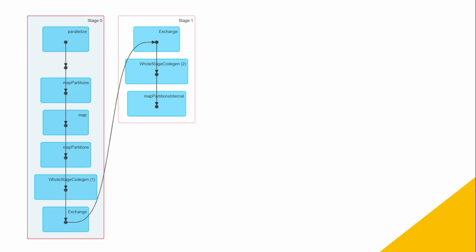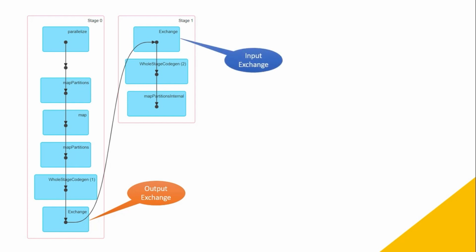Stage 0 reads the data from the source table and fills it to the output exchange. The second stage will read the data from the output exchange and bring it to the input exchange. And this process is known as shuffle sort. Why do we have this shuffle sort in our execution plan? Because we are doing a group by operation, and group by is a wide dependency transformation. So you are likely to have a shuffle sort in your execution plan. Stage 1 is dependent on stage 0, so stage 1 cannot start unless stage 0 is complete.